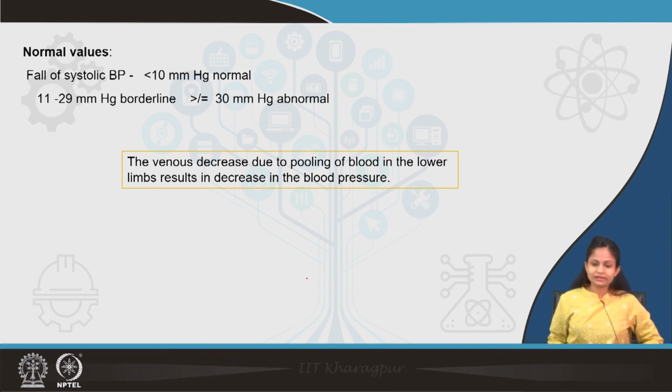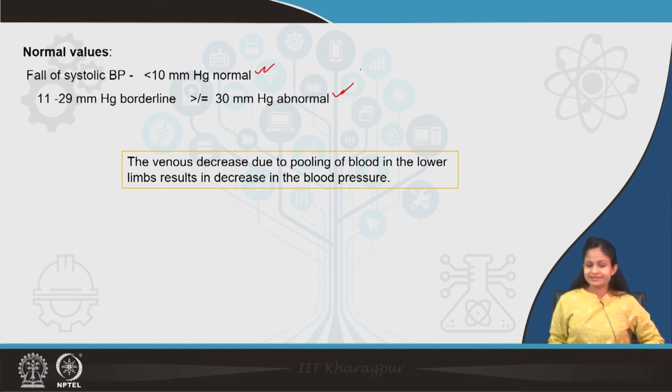A fall in the systolic blood pressure of 10 millimeter of mercury is considered normal. A fall of 11 to 29 millimeter of mercury is borderline, and if the systolic blood pressure falls by more than 30 millimeter of mercury, then the person is having autonomic dysfunction or imbalance, and it is considered abnormal.